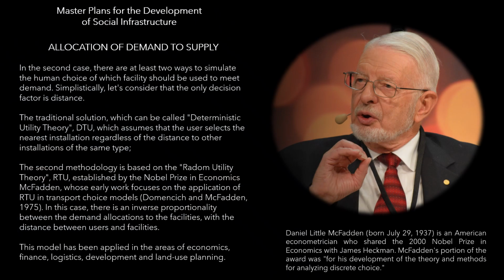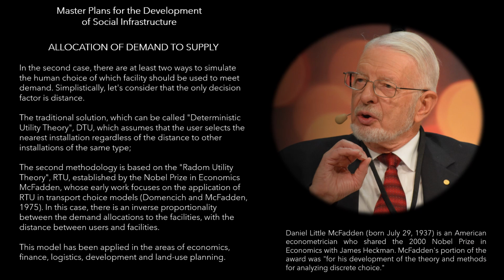In the second case, there are at least two ways to simulate the human choice of which facility should be used to meet demand. Simplistically, let's consider that the only decision factor is distance. The traditional solution, which can be called deterministic utility theory, DUT, assumes that the user selects the nearest installation regardless of the distance to other installations of the same type.